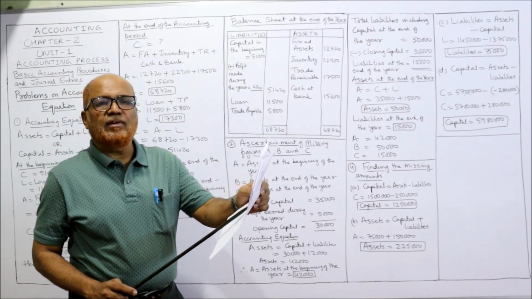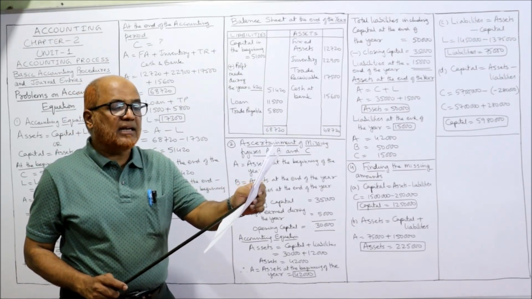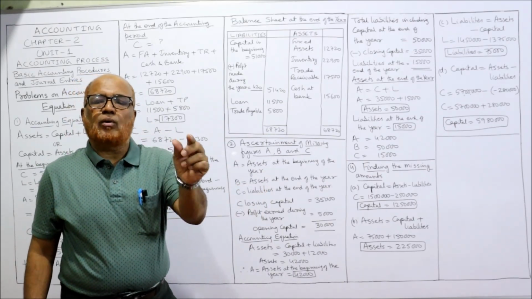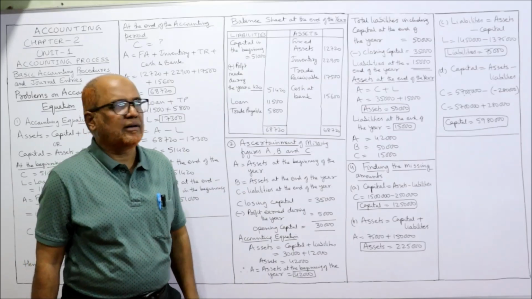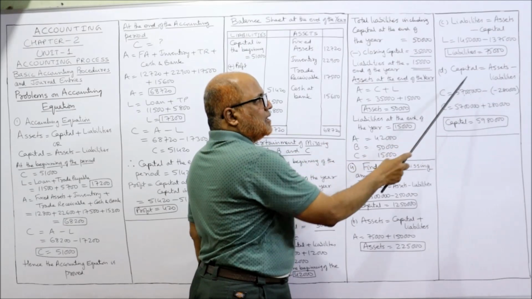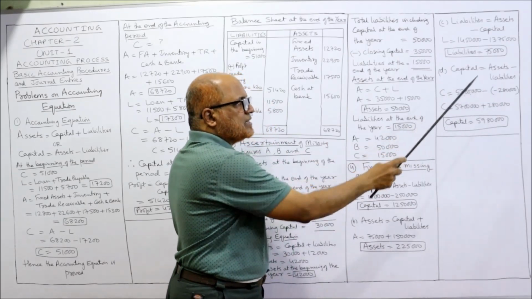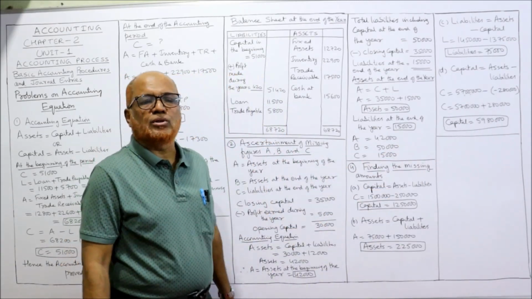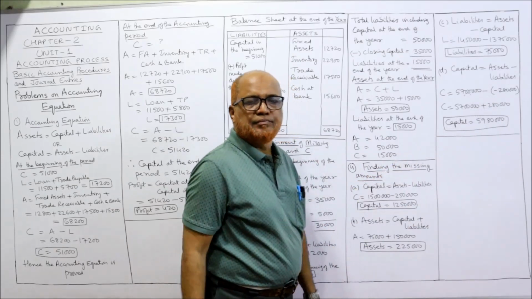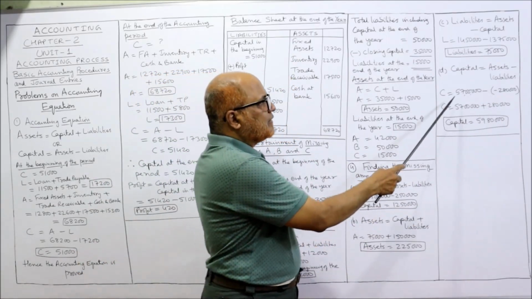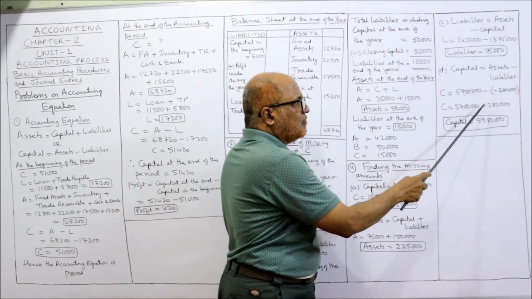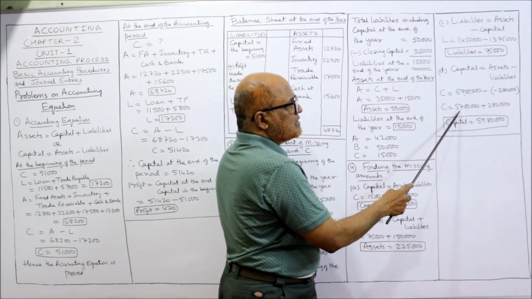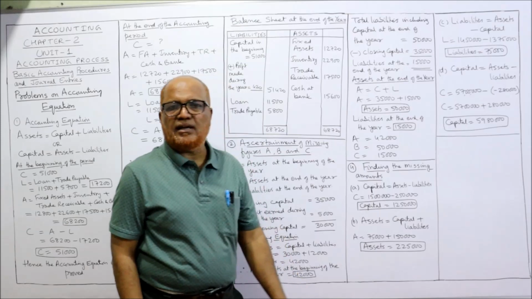Last item, assets are given 57 lakh, liabilities are given minus 2,80,000. Capital how much? So capital is equal to assets minus liabilities. So C is equal to assets 57 lakh minus liabilities. In bracket I am writing minus 2,80,000 because liabilities are negative. Now 57 lakh, this minus into minus will become plus, plus 2,80,000. So 57 plus 2, 59,80,000 is the capital.